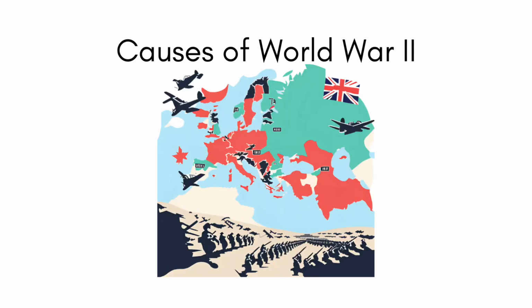World War II reshaped the globe, claiming millions of lives and redrawing borders. But how did the world plunge into this catastrophic conflict just 2 decades after the Great War? Today, we're diving into the key causes of World War II, from the Treaty of Versailles to the lightning-fast Blitzkrieg. Buckle up, this is a story of resentment, ambition, and failure.